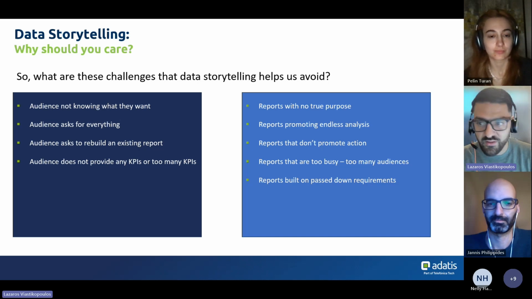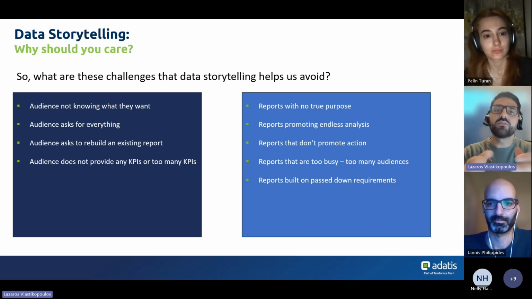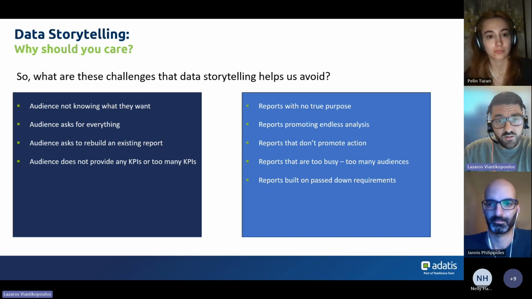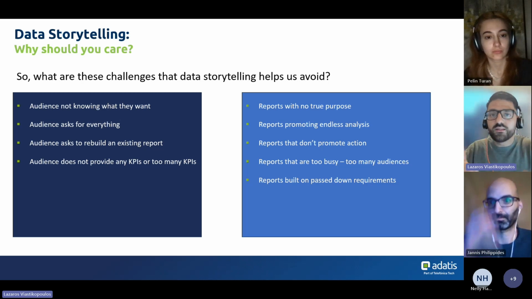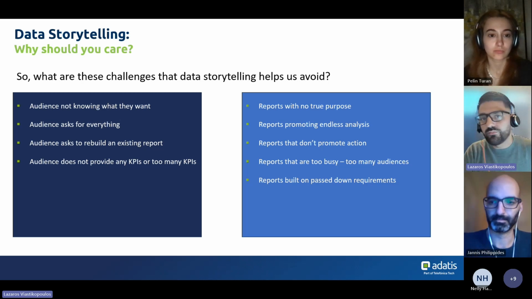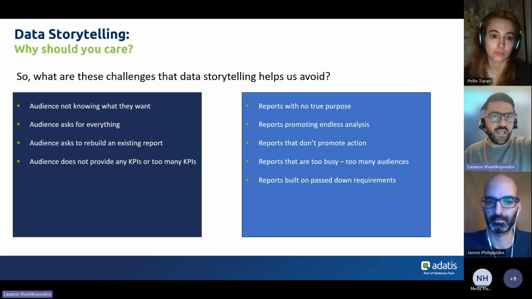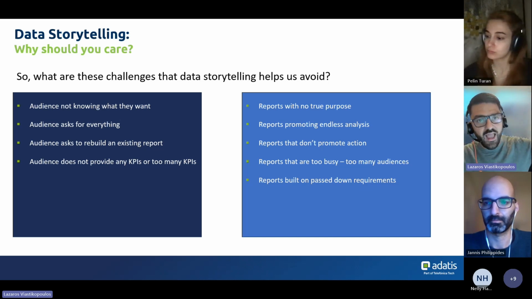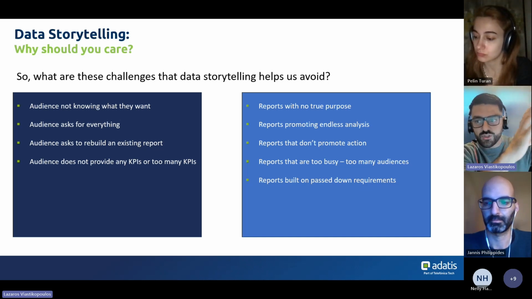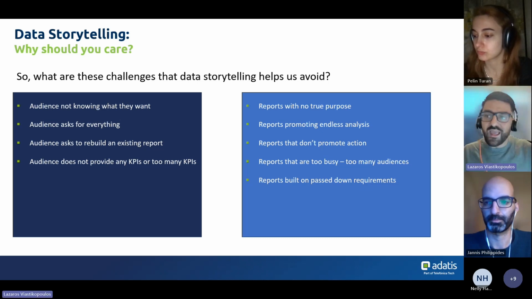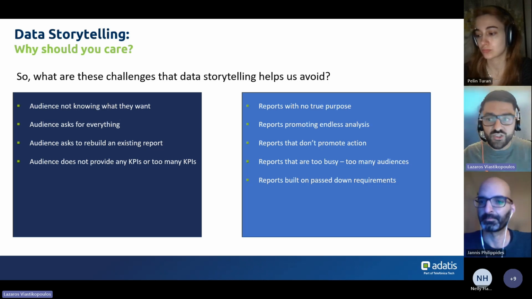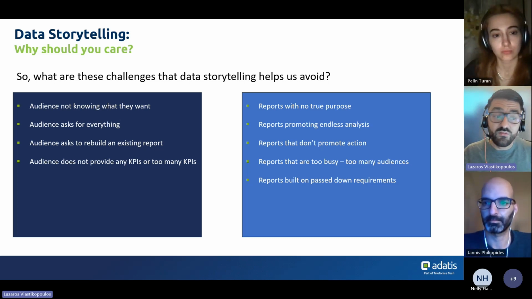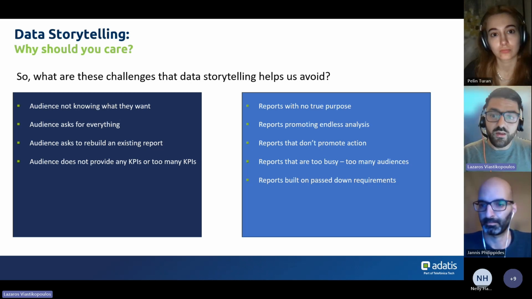The other one, come on, I'm sure you've all been here. Audience asks for everything, right? And how does data storytelling help us avoid this challenge? You'll see it when we go through the example. What did I say on the first slide? Where do we start from? We start from the business objective or the challenge. If you start from the business objective, everything else you collect has to directly impact that business objective. So it helps us funnel down all the other information that really we don't need for this solution. Maybe we need it for another solution, but not this solution. And that's why storytelling helps us avoid this challenge.